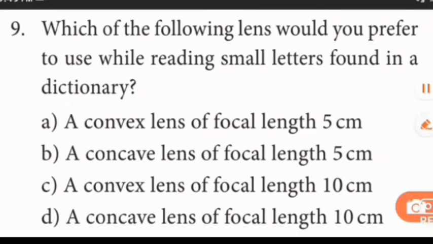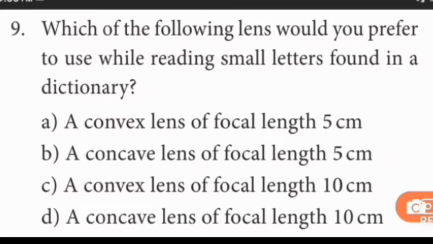The ninth question: which of the following lenses would you prefer to use while reading small letters found in a dictionary? Options: a convex lens of focal length 5 cm, a concave lens of focal length 5 cm, a convex lens of focal length 10 cm, a concave lens of focal length 10 cm.